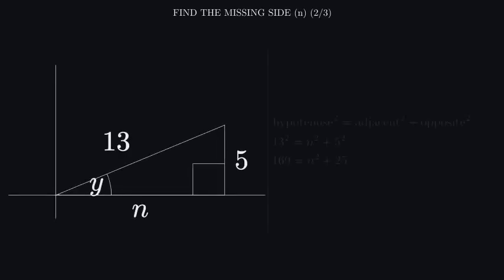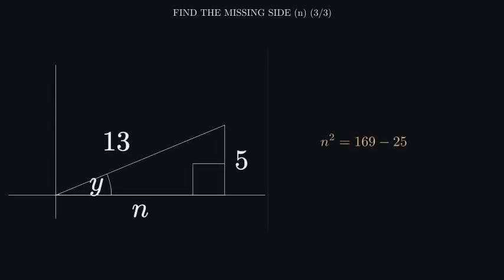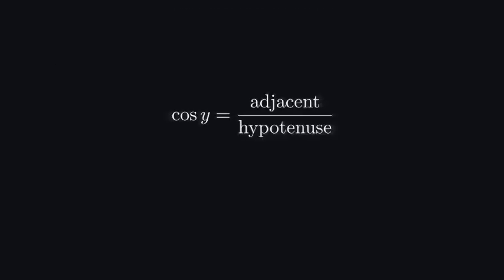Continue the calculation using the same diagram. The next steps are shown on the right. Now consider this step. Find the missing side, n. Cos of y equals adjacent over hypotenuse. Cos of y equals 12 over 13.